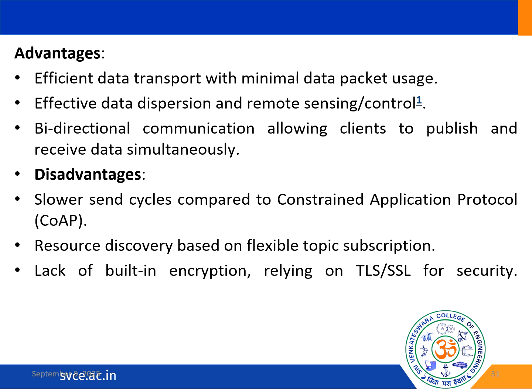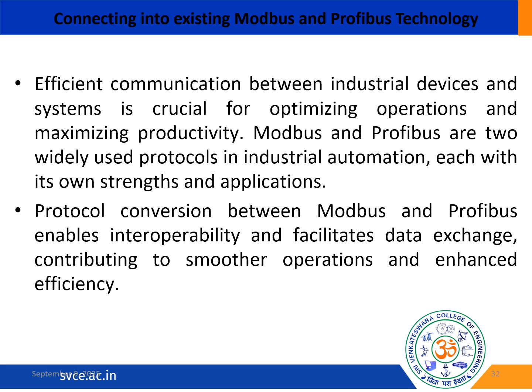Considering the disadvantages, it can slow your send cycles compared to the constrained application protocol. Resource discovery is only possible based on flexible topic subscription. There is also a lack of built-in encryption, so it relies on TLS or SSL for security. MQTT is a versatile protocol that offers efficient and reliable communication for IoT and M2M applications, making it a popular choice nowadays.